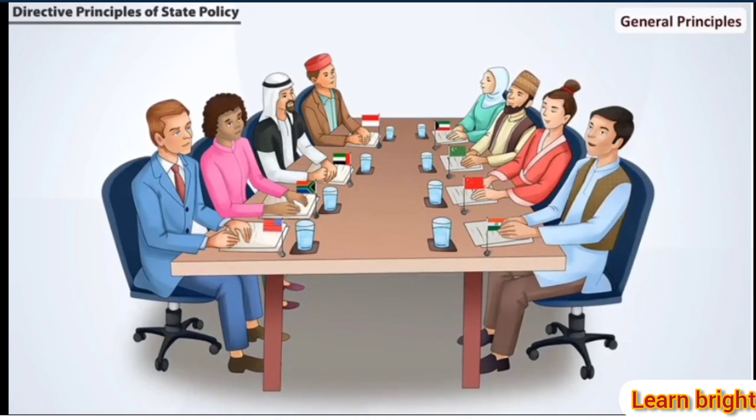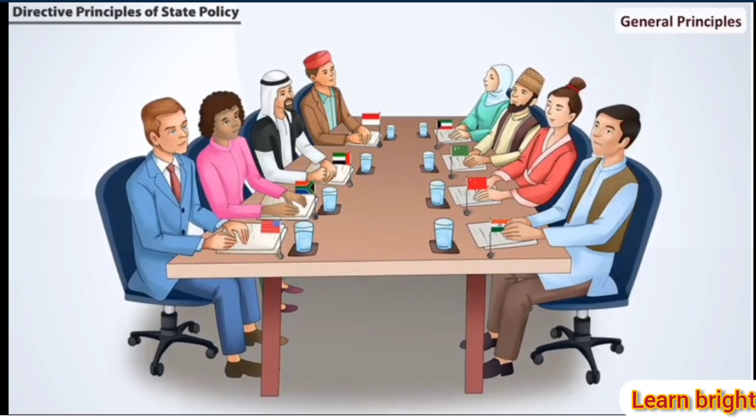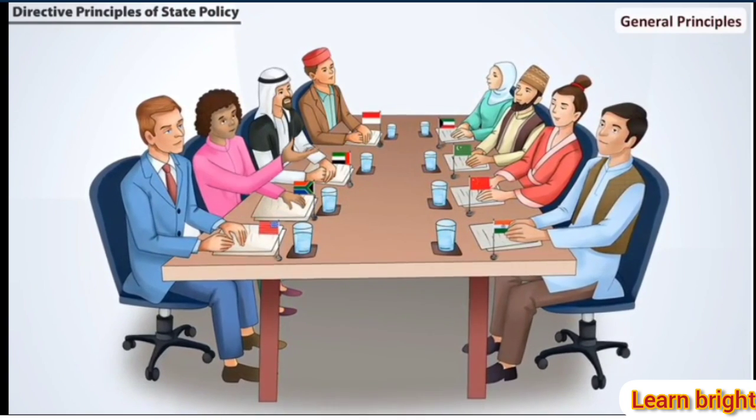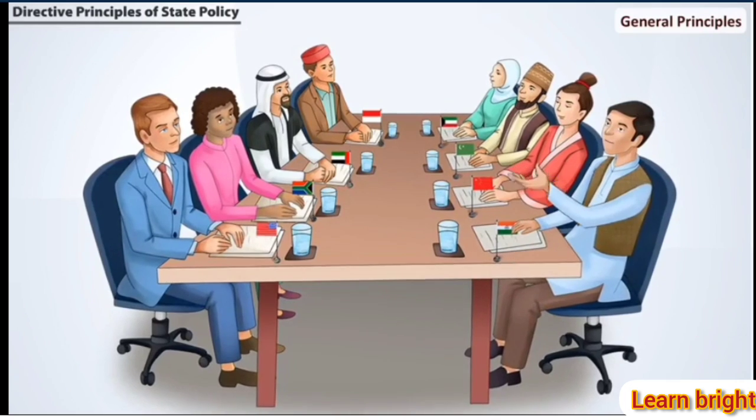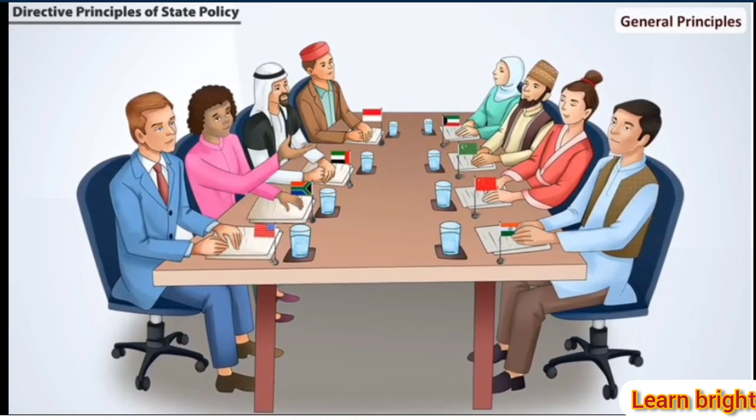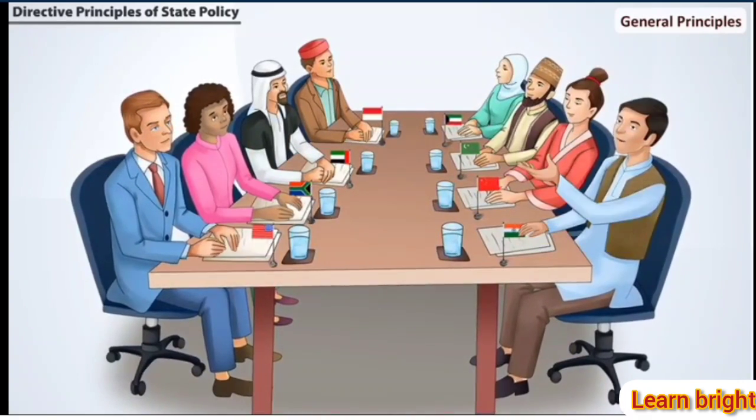The general principles direct the government to promote international security and peace. They advocate maintenance of just and honorable relations with other countries. The general principles promote provision of free legal aid to needy citizens to impart justice, the protection of forests, wildlife, environment, and national monuments.